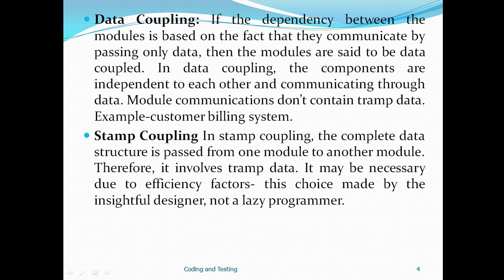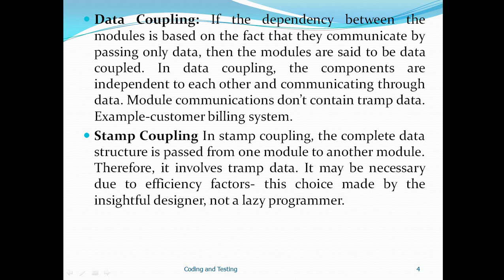The second one is stamp coupling. In stamp coupling, a portion of the data is changed. It is done by the designer. In stamp coupling, the complete data structure is passed from one module to another module. Therefore, it involves changed data. It may be necessary due to an efficiency factor. This choice is made by an insightful designer, not a lazy programmer.